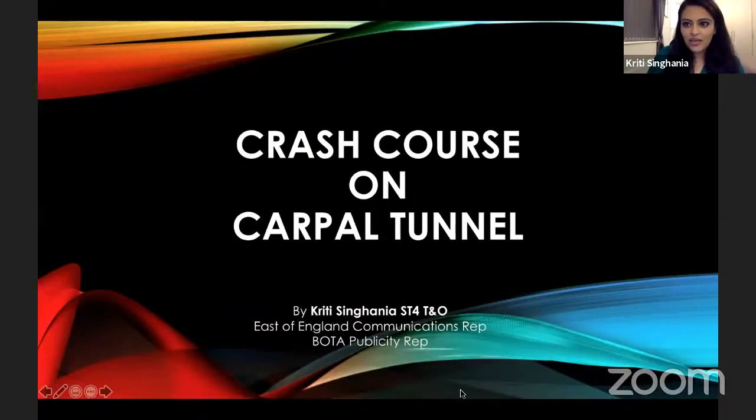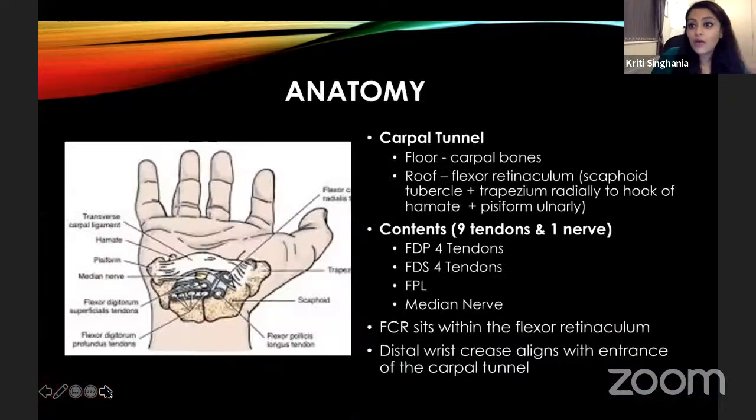Okay, can you guys hear me okay? Perfect. So today I'm going to be talking to you all a little bit about a crash course on carpal tunnel. We'll start off with a little bit about the anatomy. The carpal tunnel is comprised of a floor made from the carpal bones themselves, and the roof is made from the flexor retinaculum, the part that you release when you do a carpal tunnel release. It attaches to the scaphoid tubercle and the trapezium on the radial side, and goes across and attaches to the hook of hamate as well as the pisiform on the ulnar side.